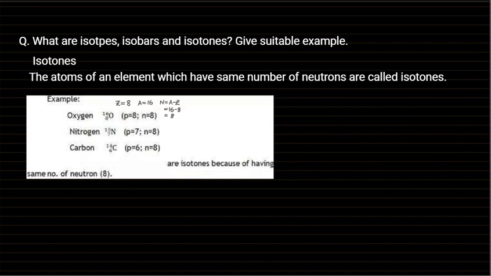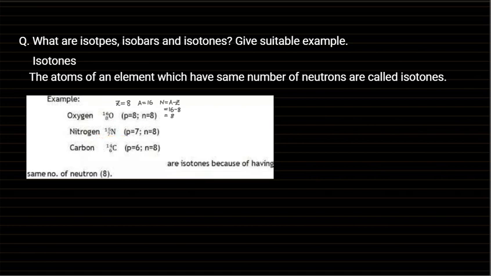So if the oxygen has atomic number 8, mass number 16, then the number of neutrons is given as A minus Z. That means 16 minus 8, which is 8. So the number of neutrons inside the oxygen atom is 8. Fine. Now similarly, let's take nitrogen.